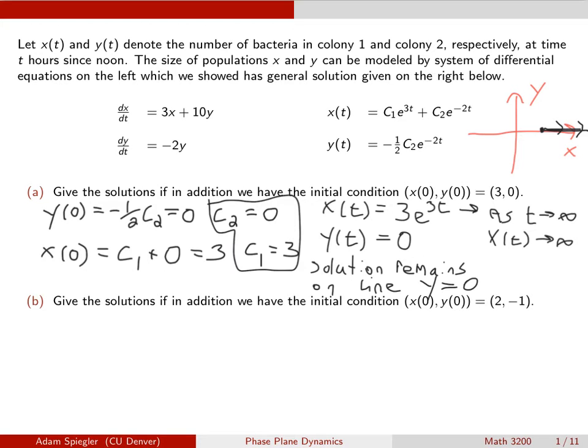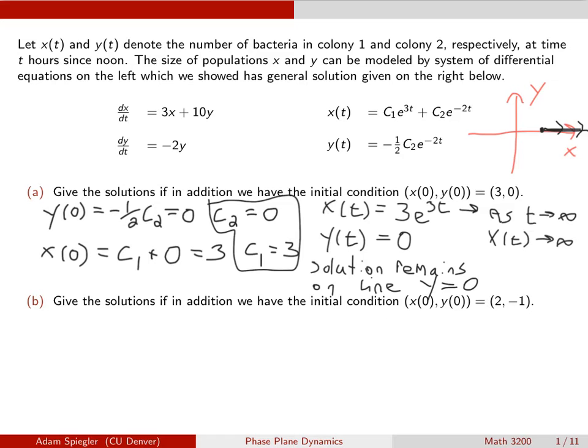Okay, so in part B, let's take a look at a similar situation, but now we're going to say at time 0, we're going to start at 2, minus 1. So let's kind of ignore the fact that we couldn't have a negative amount of y. So let's say here we are at time 0. Let's figure out for these initial conditions what the coefficients C1 and C2 would need to be.